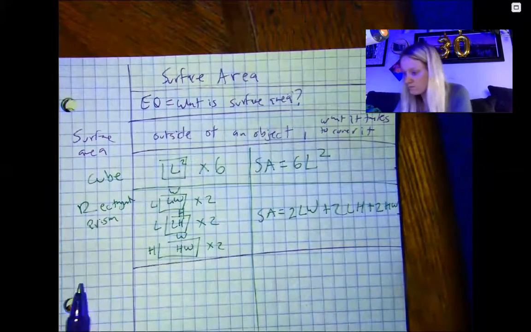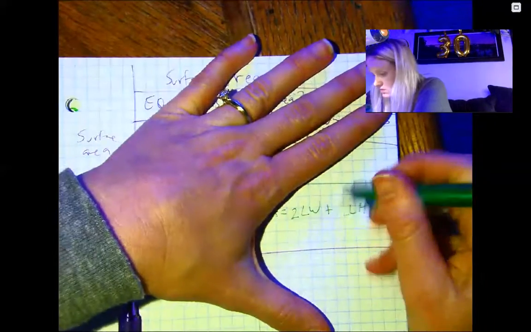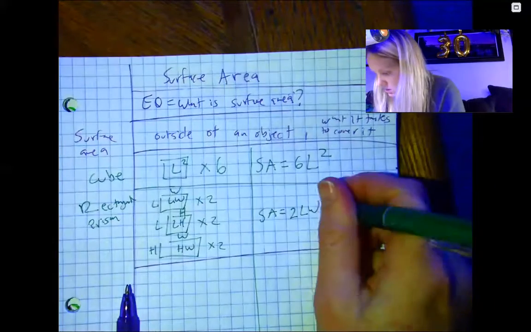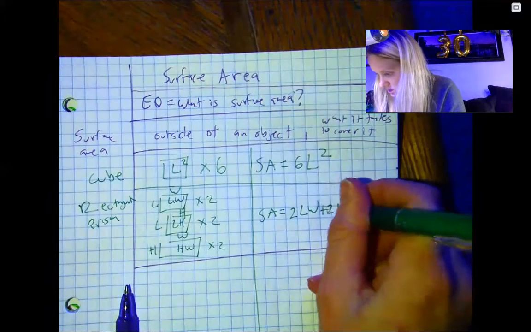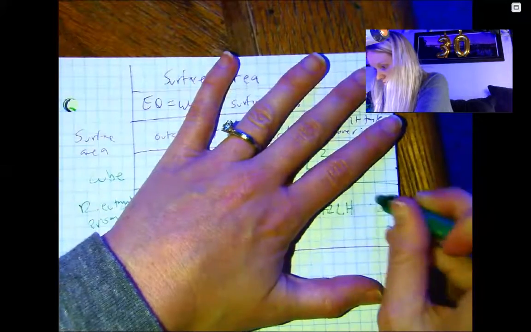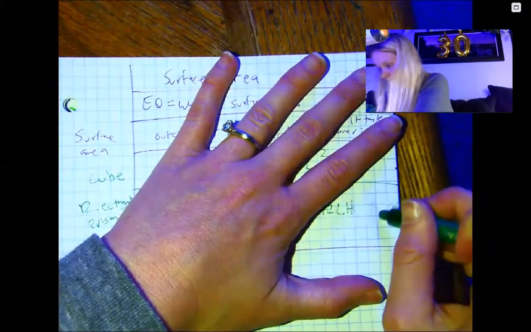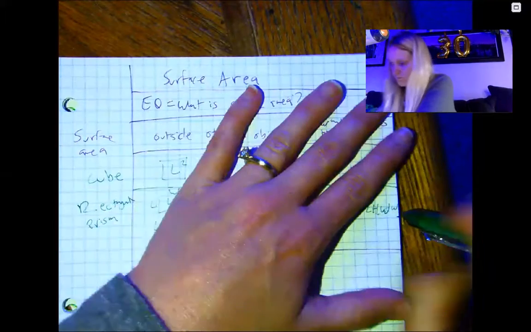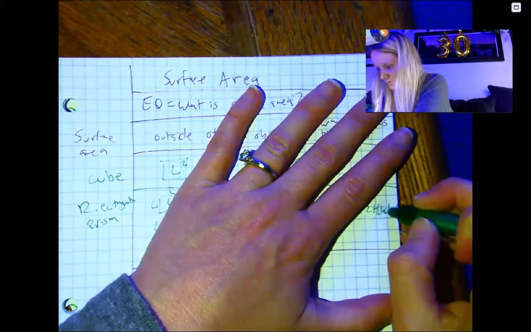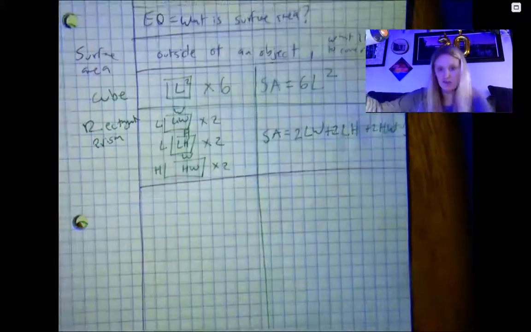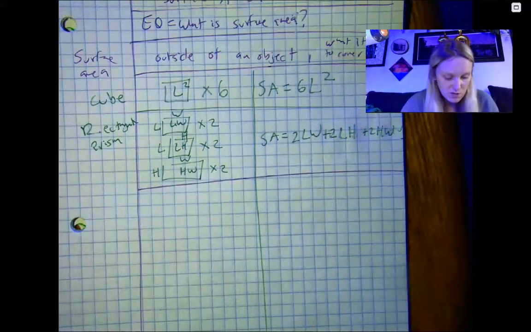Okay. I'm gonna scoot this in so that way you can see it more. So 2 length height. It's 2 height width. Okay, that way you can kind of see it better. Okay, cube, rectangular prism, check. Let's go on to the next one.